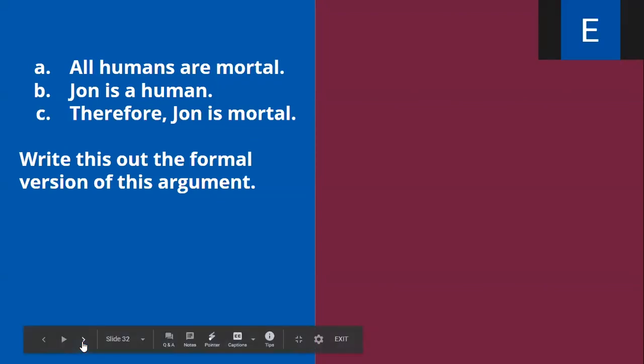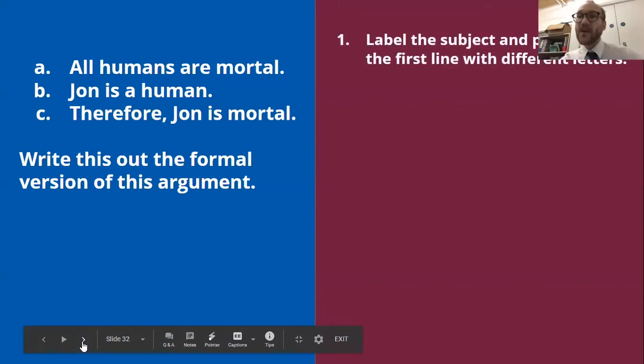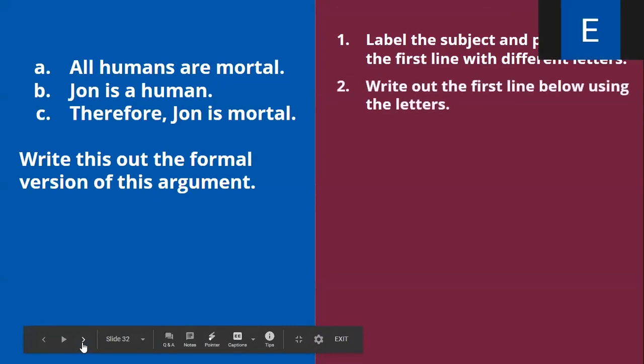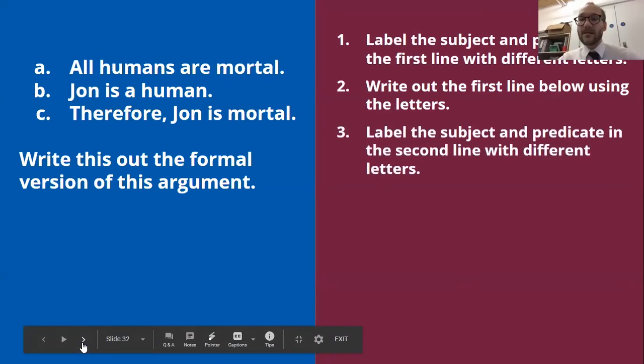So the first thing I would do, click please, is I would label the subject and the predicate in the first line. I'd use different letters. So let's use P and Q. So instead of all humans are mortal, I would have all P's are Q. Then, click please. Once I've done that and written out that line using those letters, if I was doing this with people, sorry, it's a bit difficult using this presentation when I'm not a host, but I would do that first line here.